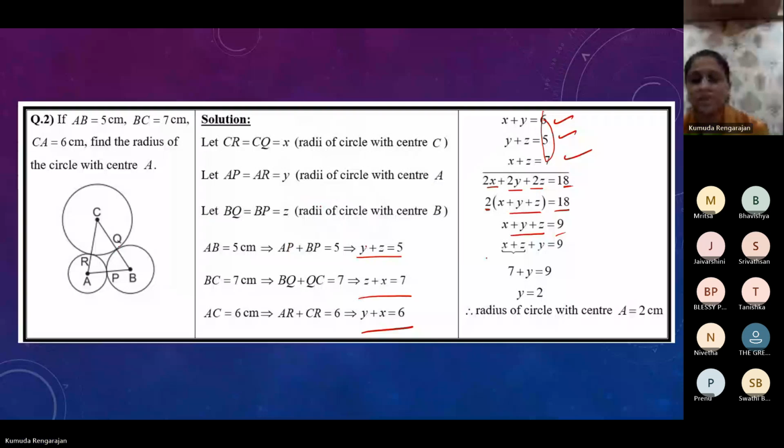So we have this equation x plus y plus z equal to 9. We need to find X. So substitute for y plus z. What is y plus z? 7. x plus 7 is equal to 9. X is equal to 9 minus 7, 2.